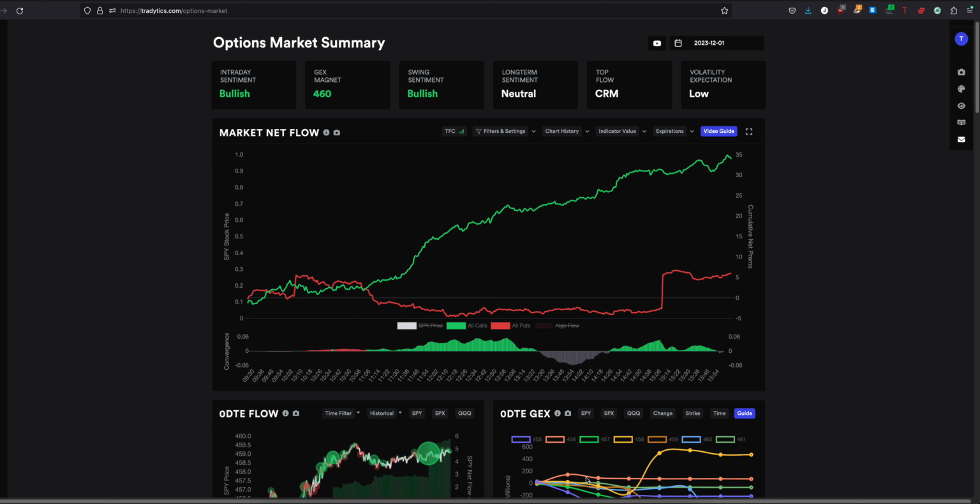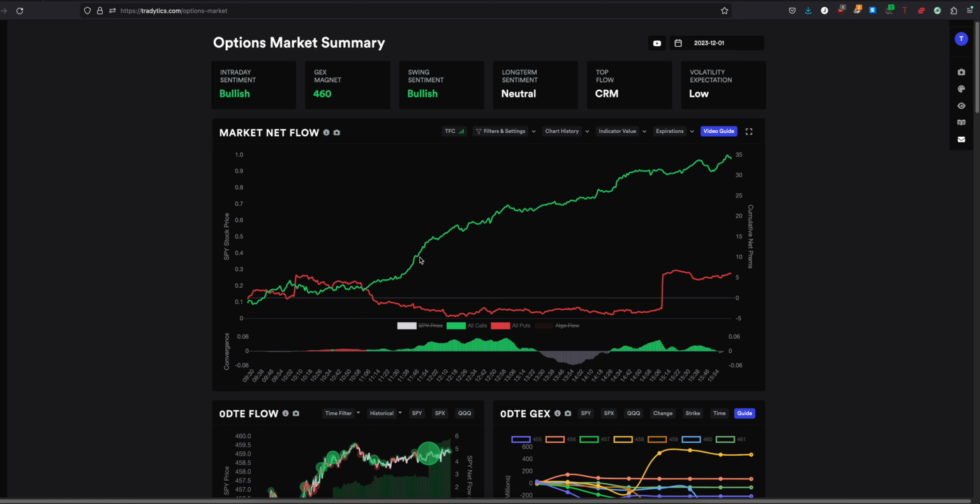There's three major things you want to look for on MarketNet Flow. This is the flow from Friday, okay? The first thing you want to see is what I call divergence, which means either calls or puts are going up or down. This green line is your calls, your net calls.